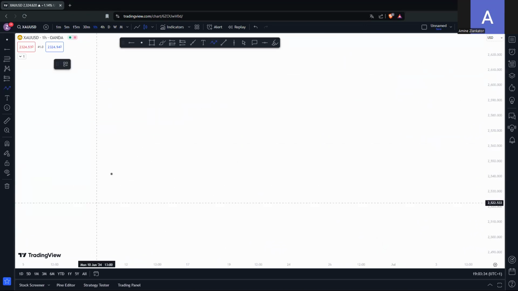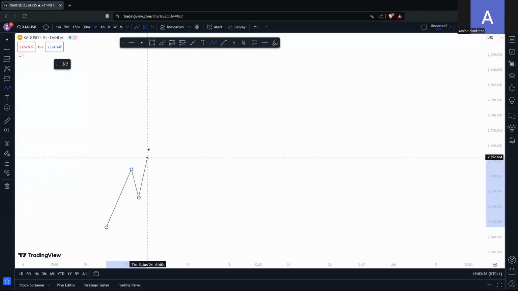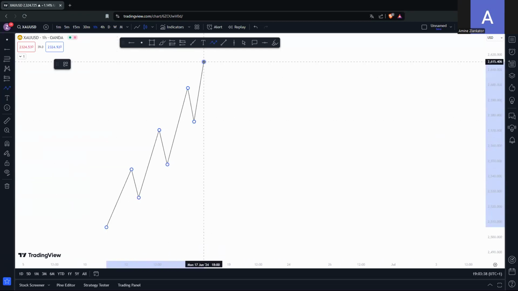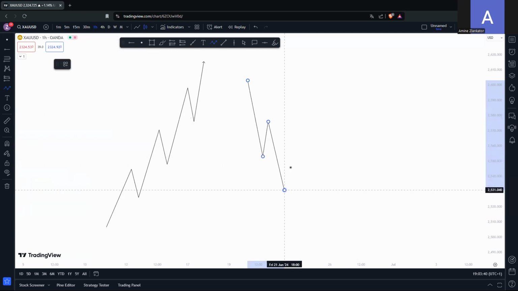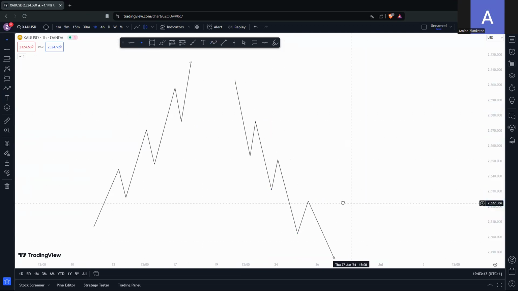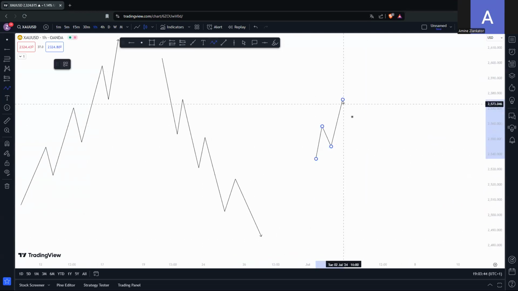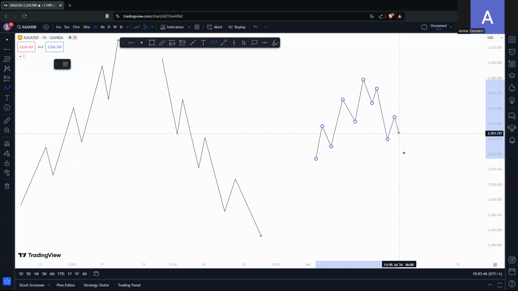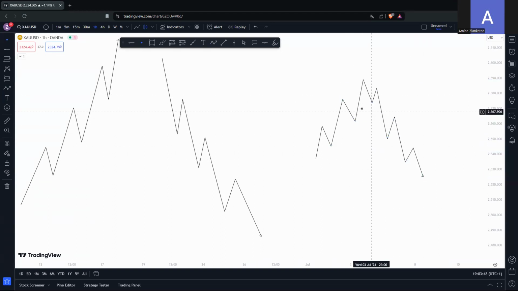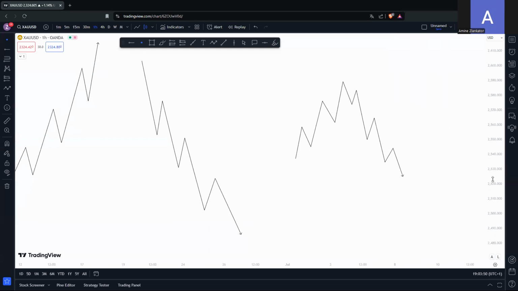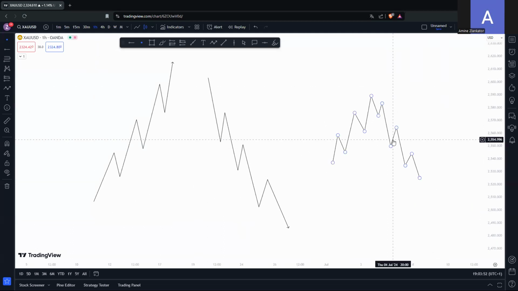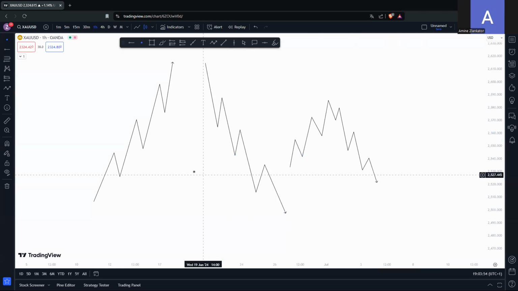So in the structure, you have a bullish trend, right? You have a bearish trend, and then you have a consolidating trend. In a consolidating trend, you have both markets. So you have a bullish market and you have a bearish market. So how can you capitalize and take trades in all of these three models right here?